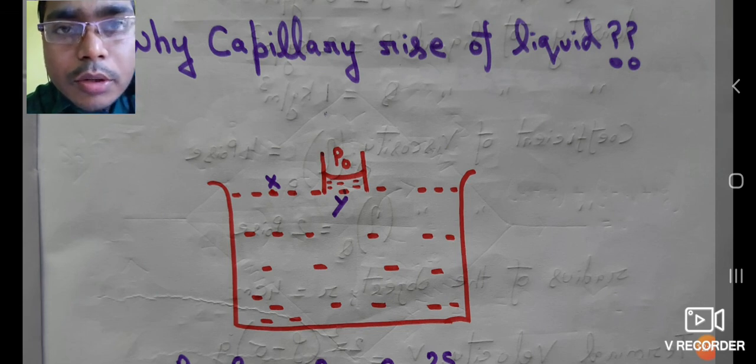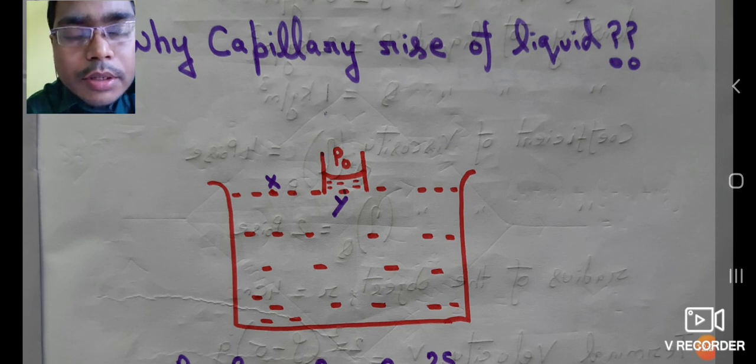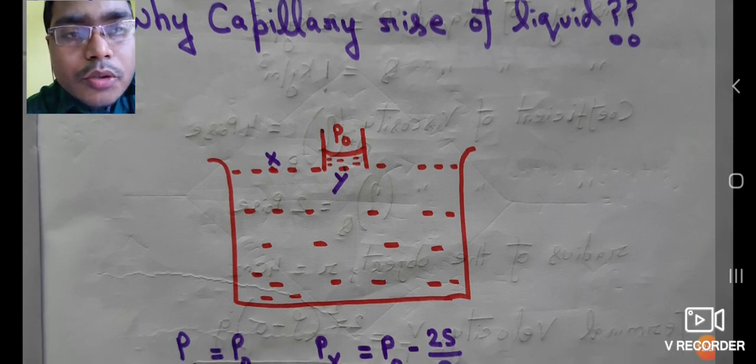So here the pressure at the convex part is less than the pressure at the concave part. How much less? That is given by P naught minus 2S by R. So obviously you can see that the pressure at the point X is greater compared to the pressure at the point Y. So we can write that the liquid will flow from the point X to the point Y, and due to this reason the liquid will rise in the capillary.